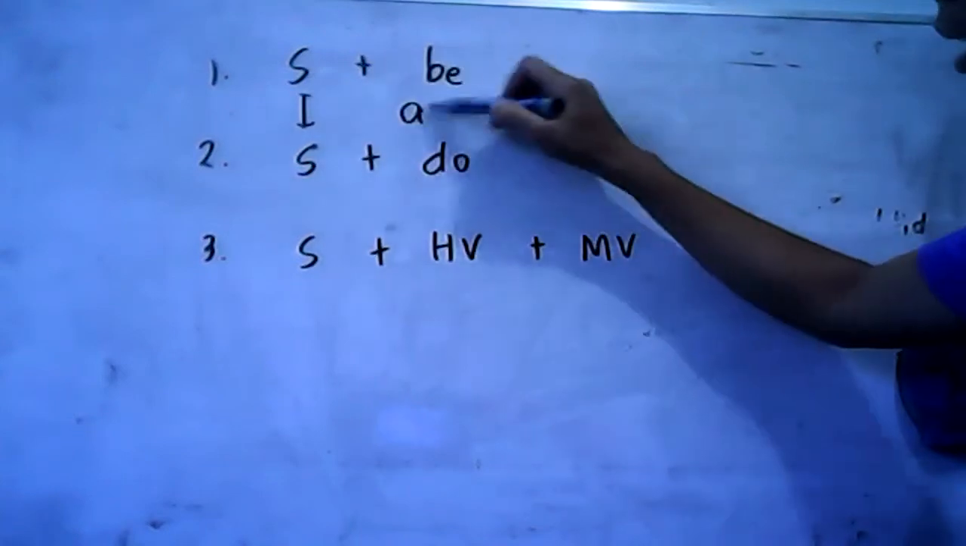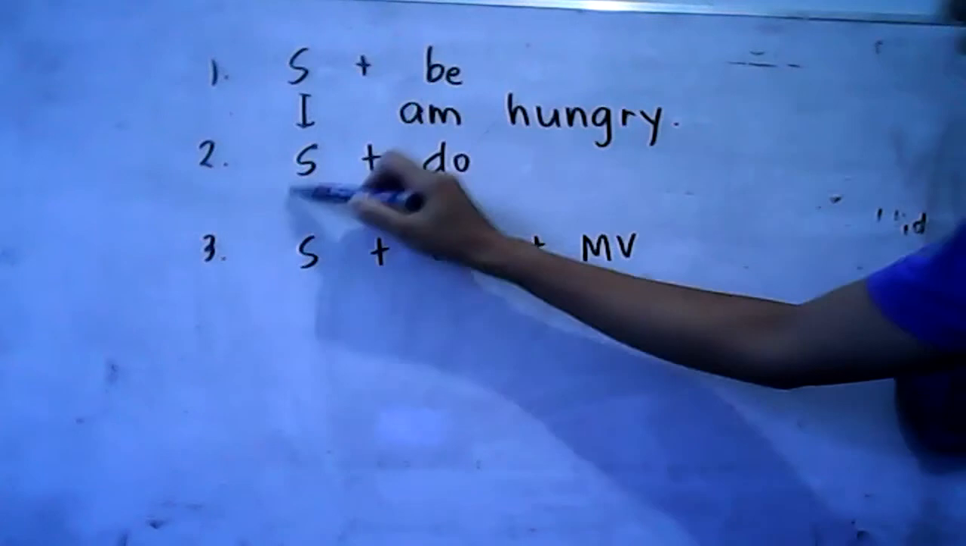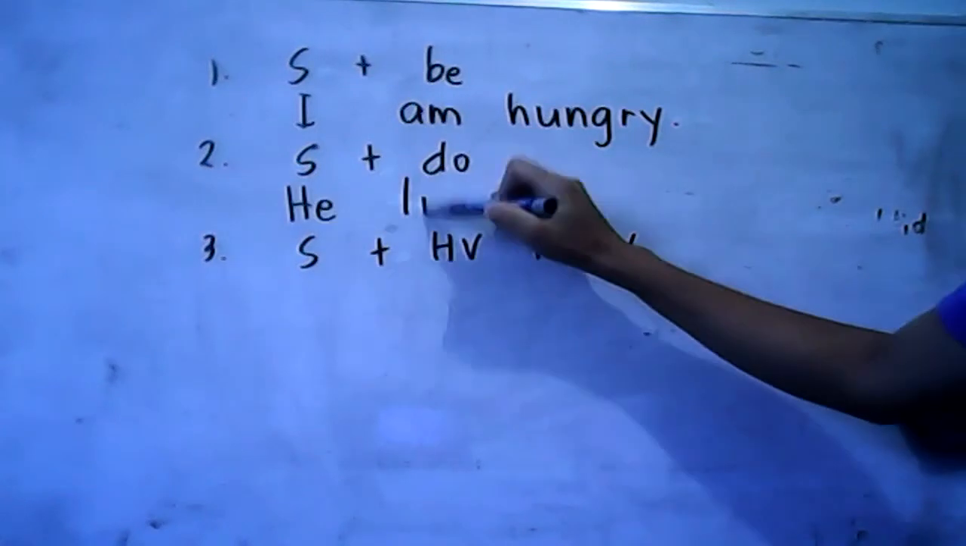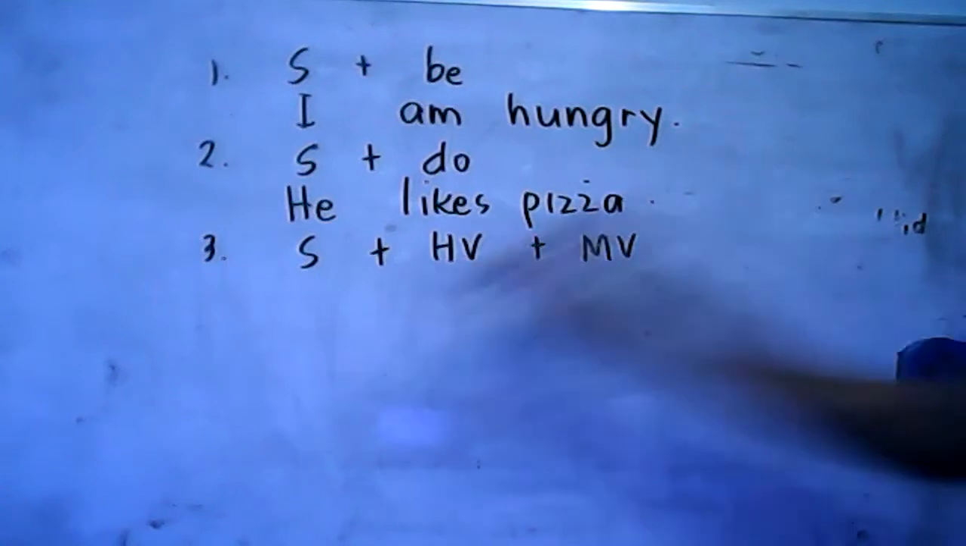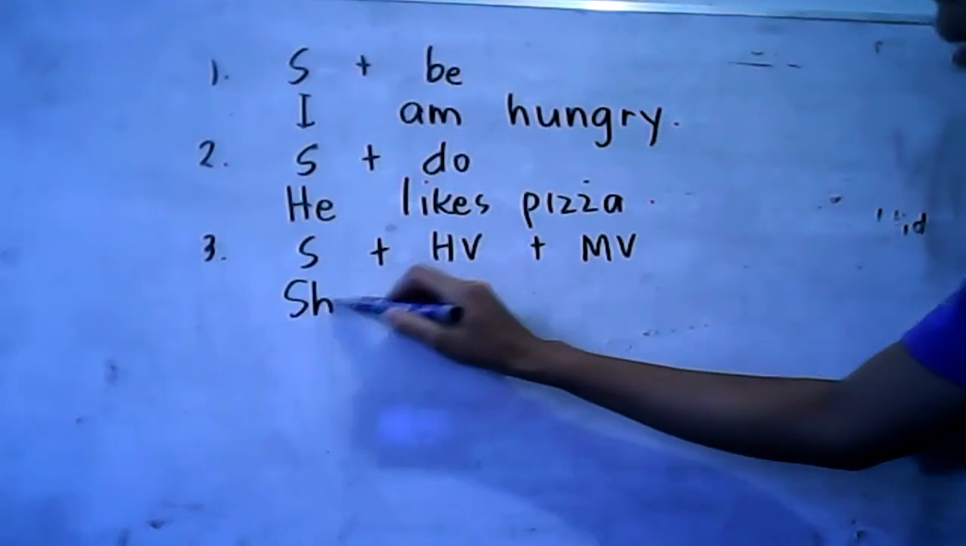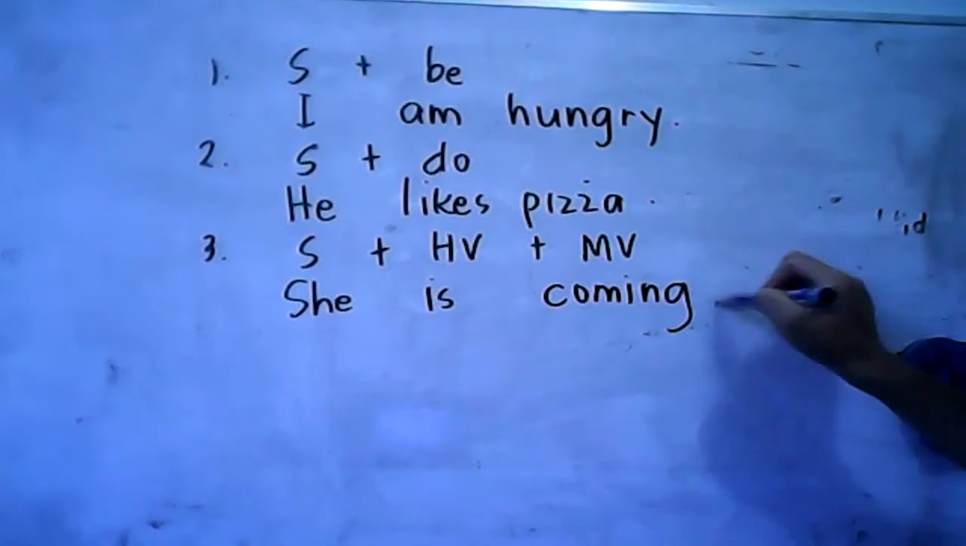Our favorite sentence in here, I am hungry. And then for this one, he likes pizza. And then for this one, she is coming. Alright, let's start with the easy part.